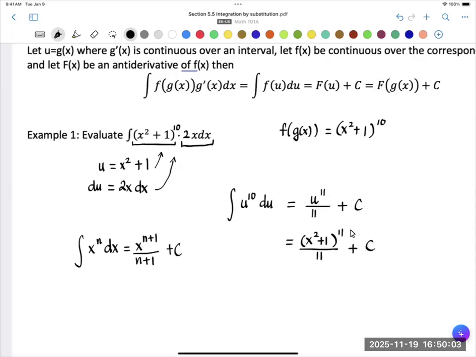This is the antiderivative of x squared plus 1 to the power 10 times 2x. If you take the derivative of this function, you will get back the original one, because they are the inverse of each other. This is how you use u substitution. We're going to see more examples in the next video.